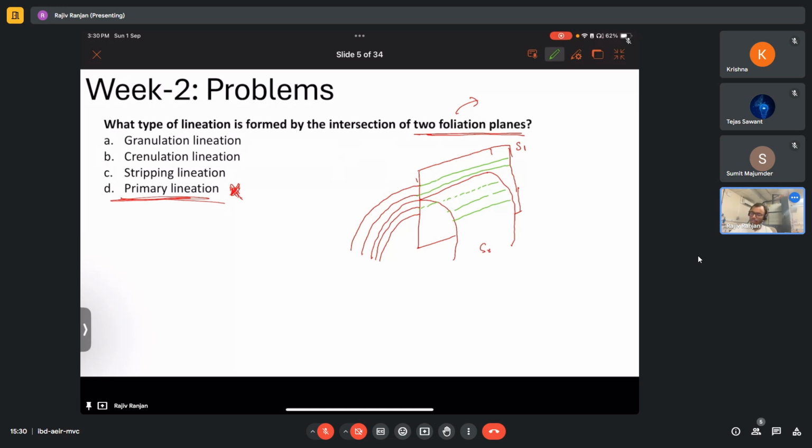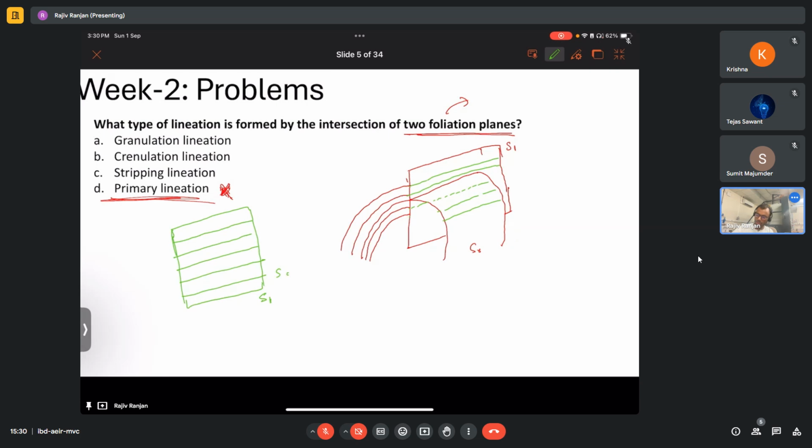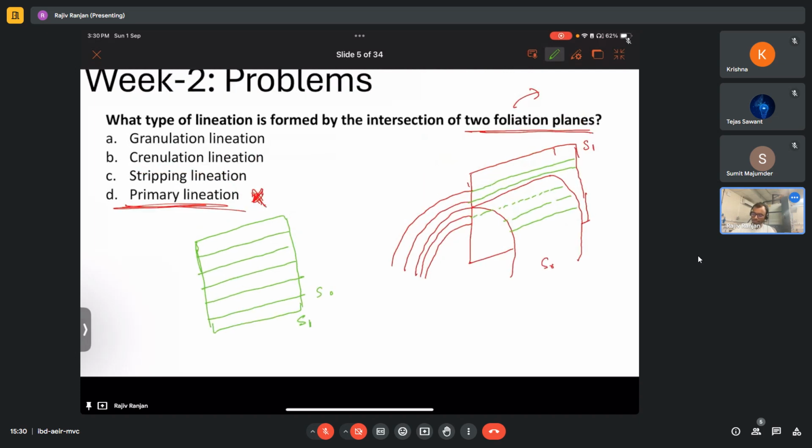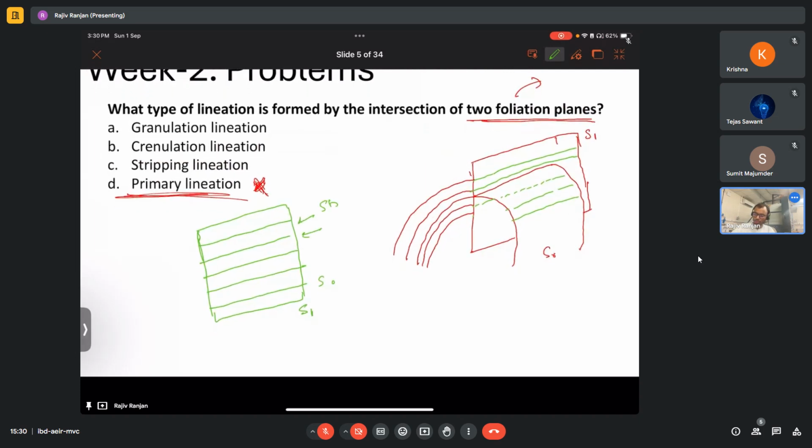So here we are looking at the S0 surface. But if I take out this foliation S1 and try to look at the markings, the intersection of S0 on S1, these markings are known as striping lineation.